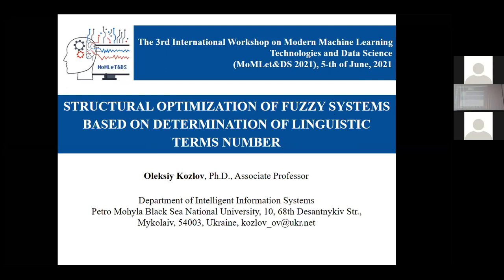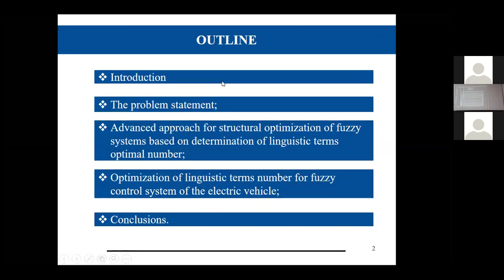The structural optimization of fuzzy systems based on determination of linguistic terms number. The structure of presentation is as follows: introduction, the problem statement, the advanced approach for structural optimization itself, the case study at optimization of the electric vehicle, etc., its fuzzy system, and conclusions.